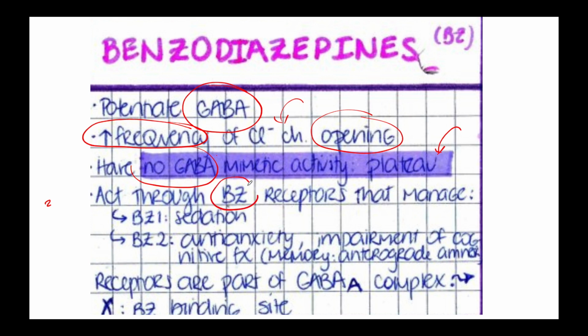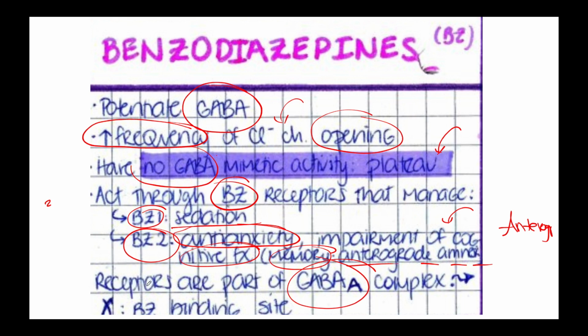So how do benzodiazepines basically function? They act on the benzodiazepine receptors. There are 2 types of receptors: benzodiazepine 1 and benzodiazepine 2. Benzodiazepine 1 action is responsible for sedation. Benzodiazepine 2 for the anti-anxiety effect and impairment of cognitive function. That is the reason they lead to memory loss, which is anterograde, not retrograde, amnesia. And these receptors are part of the GABA A complex, which is the benzodiazepine binding site, is what you need to remember.